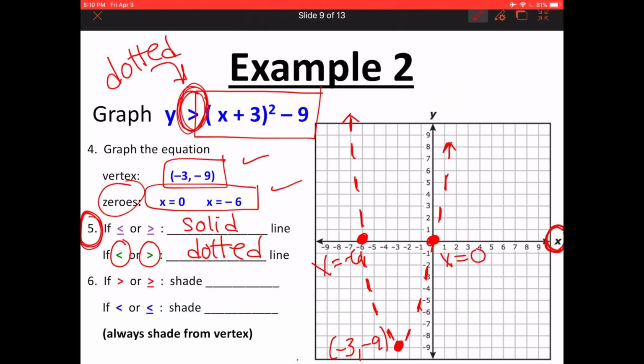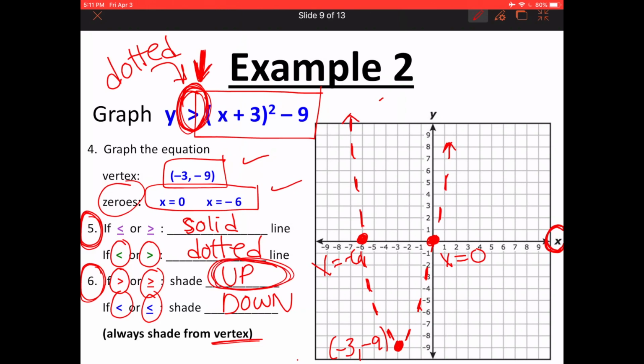Now we're going to shade. My last step, step 6. If it's greater than or equal to, I'm going to shade up. If it's less than or equal to, I'm going to shade down. And remember, I always start at the vertex. So if my inequality symbol is greater than, that means that I'm going to shade up.